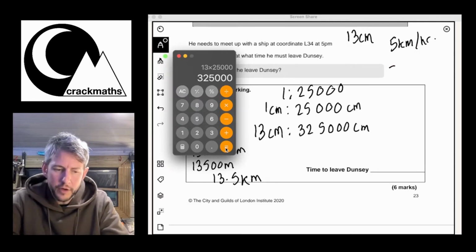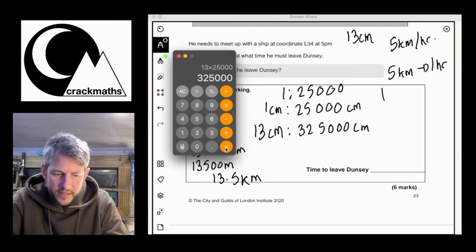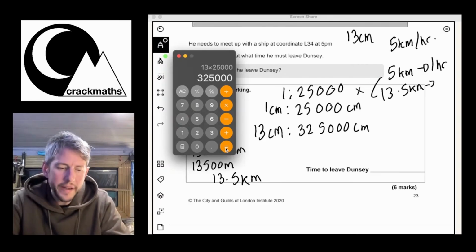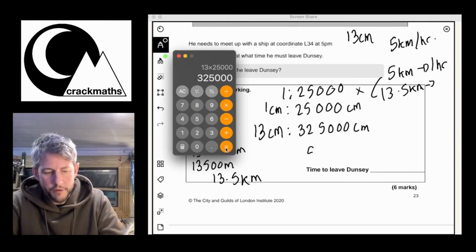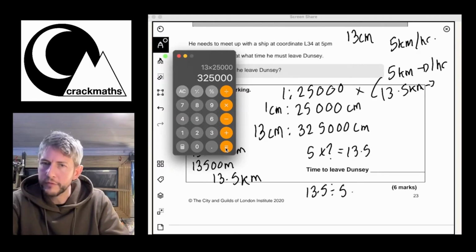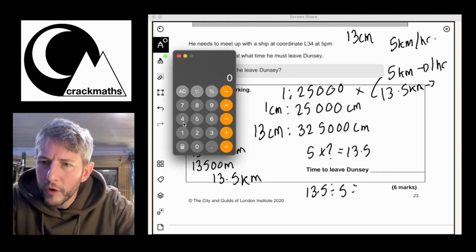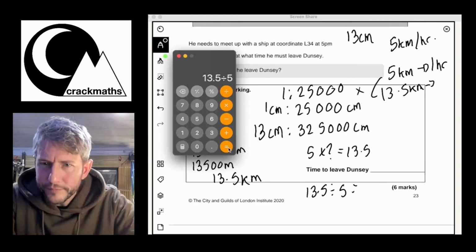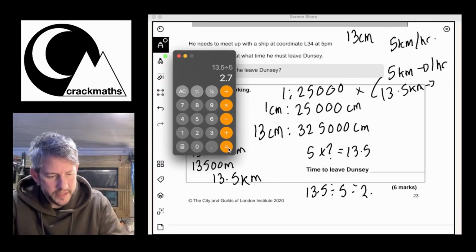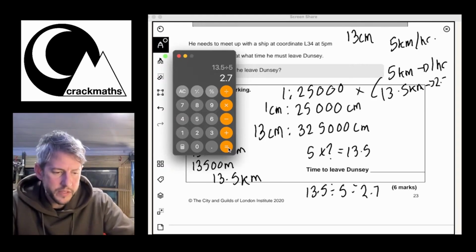So if we do 5 kilometres in 1 hour, we need to know how far we do 13.5 km. Okay, so we need to, here, work out how many lots of 5 is 13.5. So 5 times what equals 13.5. So the way that we can do that is by doing 13.5 divided by 5. And this equals 2.7. Okay, so it's 2.7 hours.